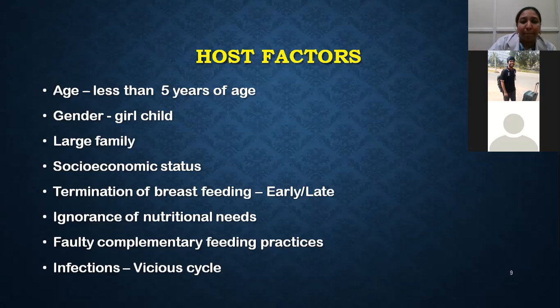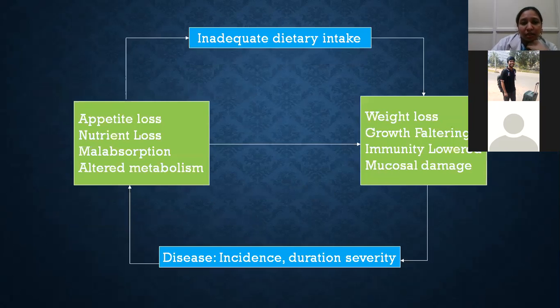Okay. And infections, definitely. Malnutrition and infections are a vicious cycle, one leading on to the other. If you look at this diagram, inadequate dietary intake, if the person does not take proper food either in quality or quantity, would definitely land up in weight loss. And growth faltering occurs. The growth which has to occur in a proper way will be halted, and the immune system would be damaged. So the immunity will be lowered. He would be more prone to infections and mucosal damage. Definitely, the respiratory epithelium and the intestinal epithelium are more prone to it.